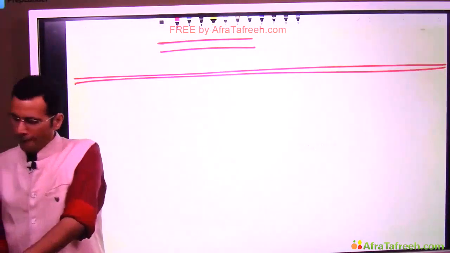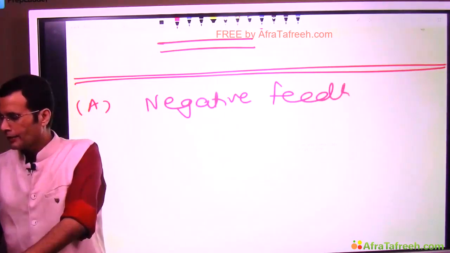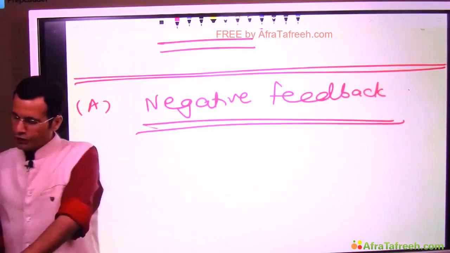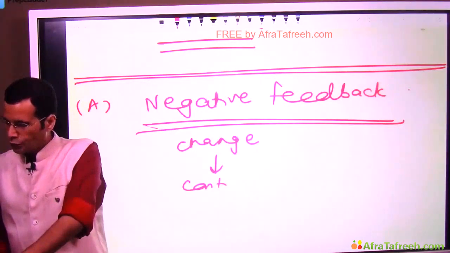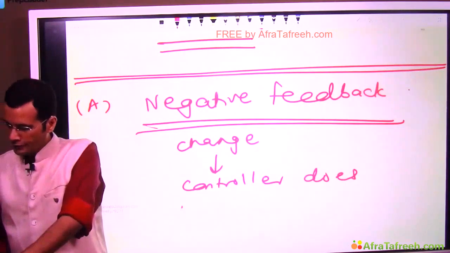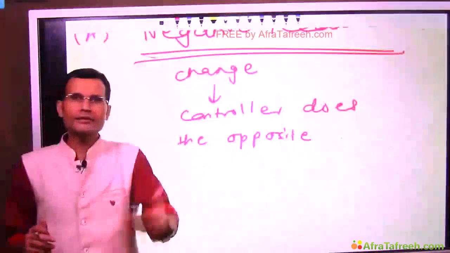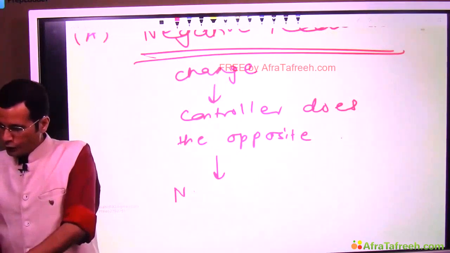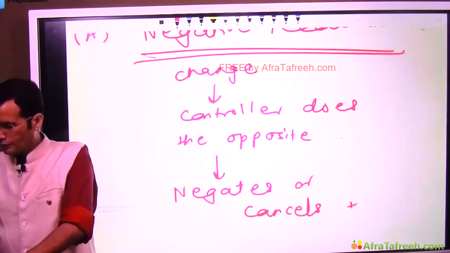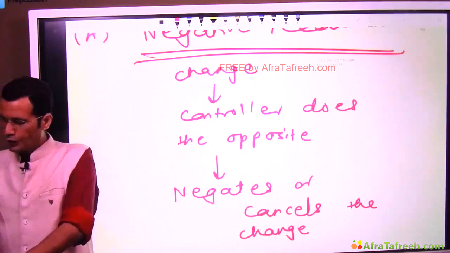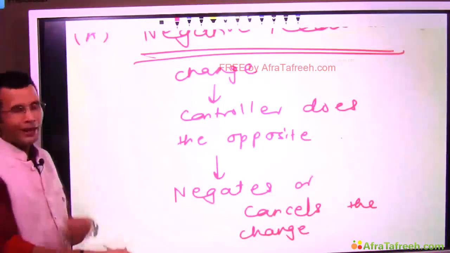What are the two types? Negative feedback. Negative feedback is the one in which when change occurs, disturbance occurs, the controller does the opposite. So the controller negates the change, or cancels out the change, so that the control variable, the parameter, is brought back to its original, normal level. That's called negative feedback.